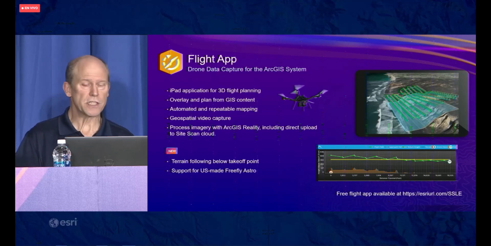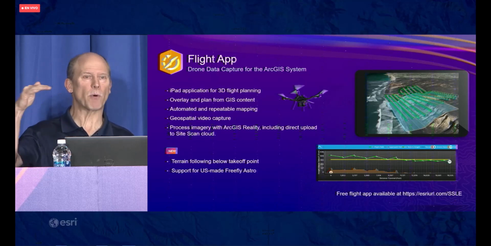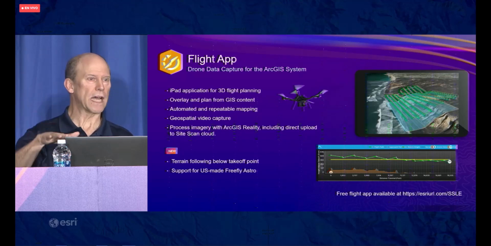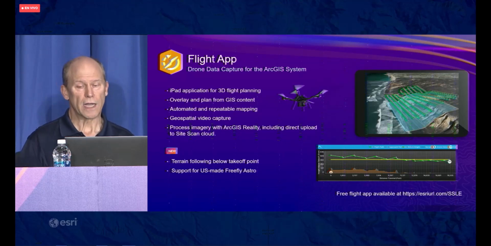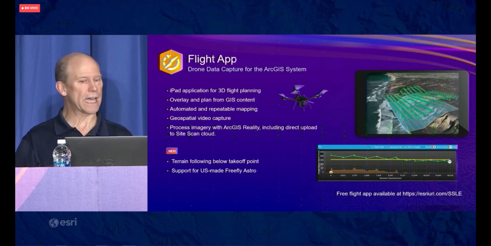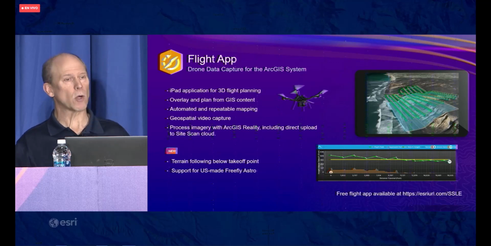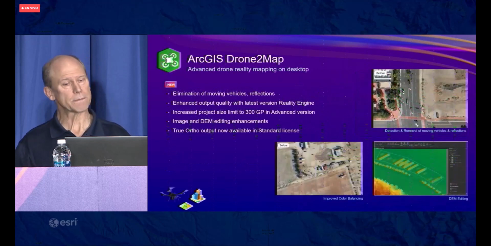New features this year include the ability to launch from a high point in your project area and then fly below the launch elevation. And we've also added support for the FreeFly Astro, which is an excellent mapping quality drone made here in the USA.